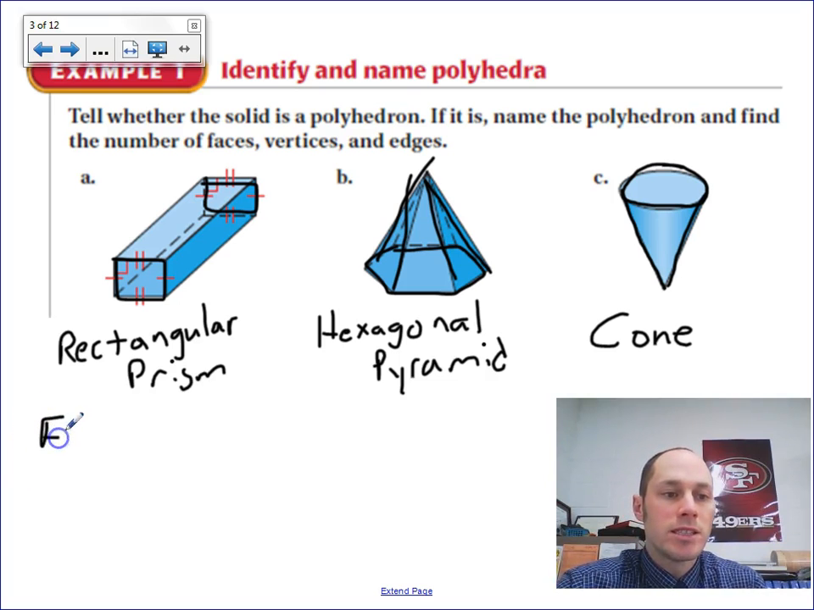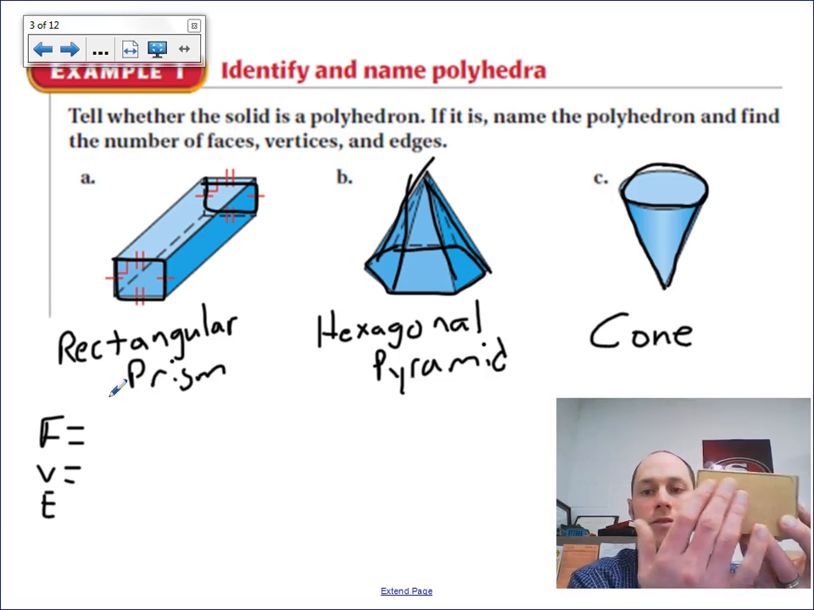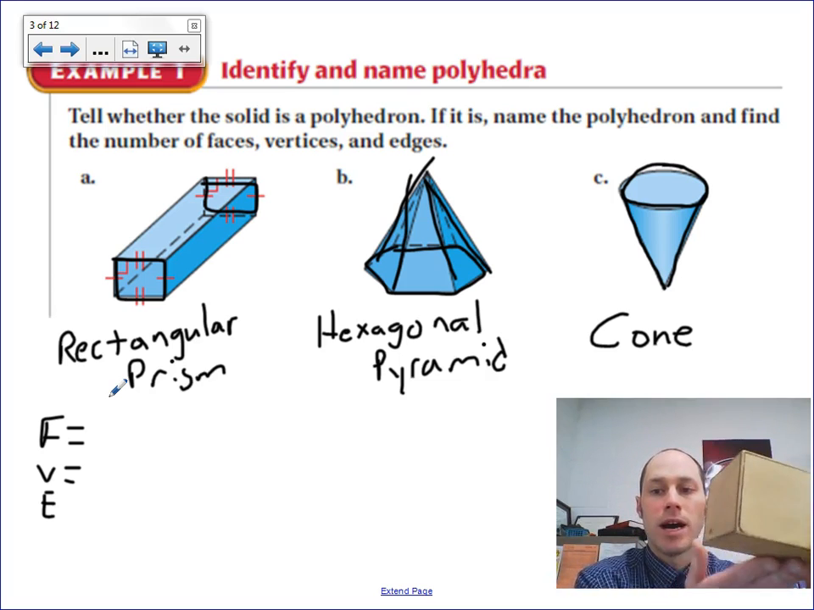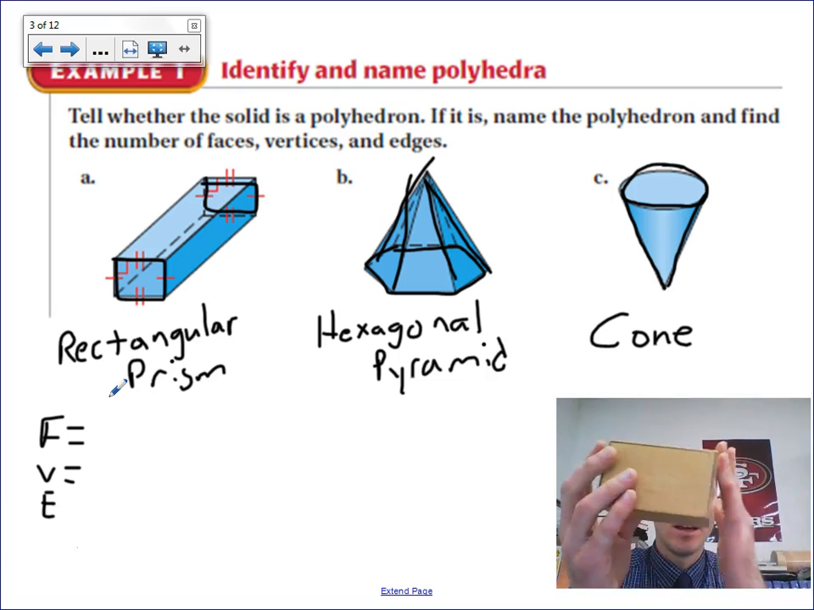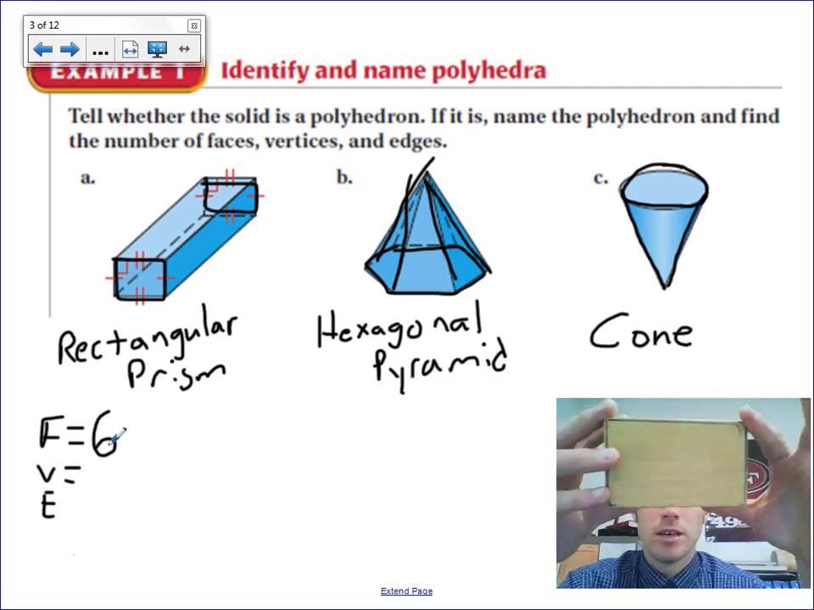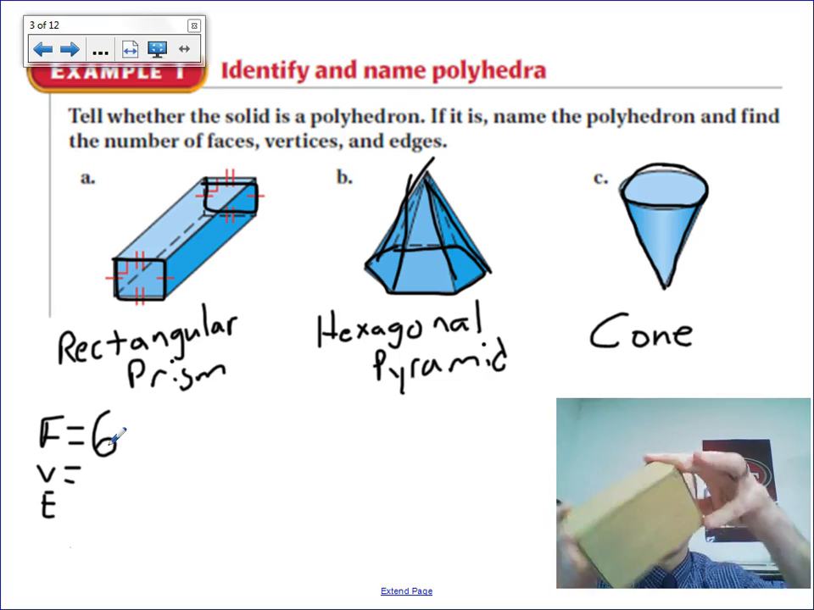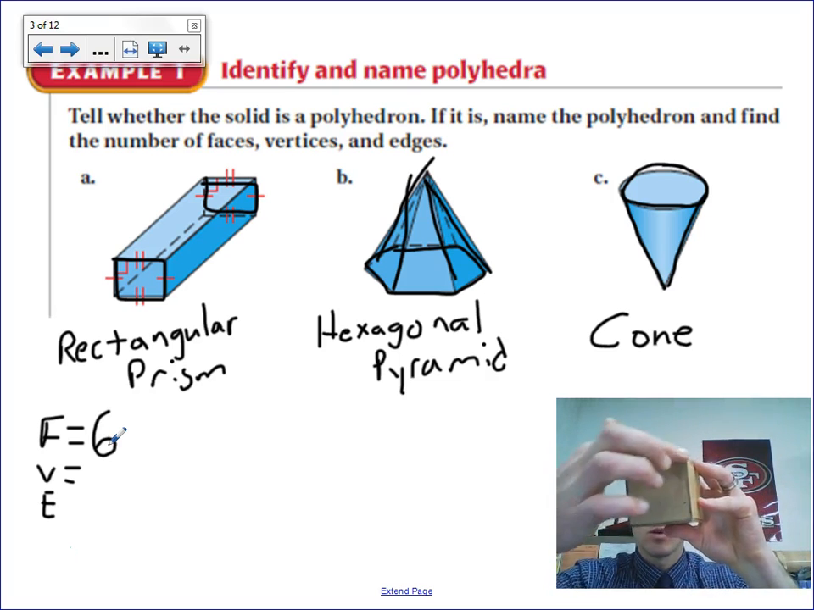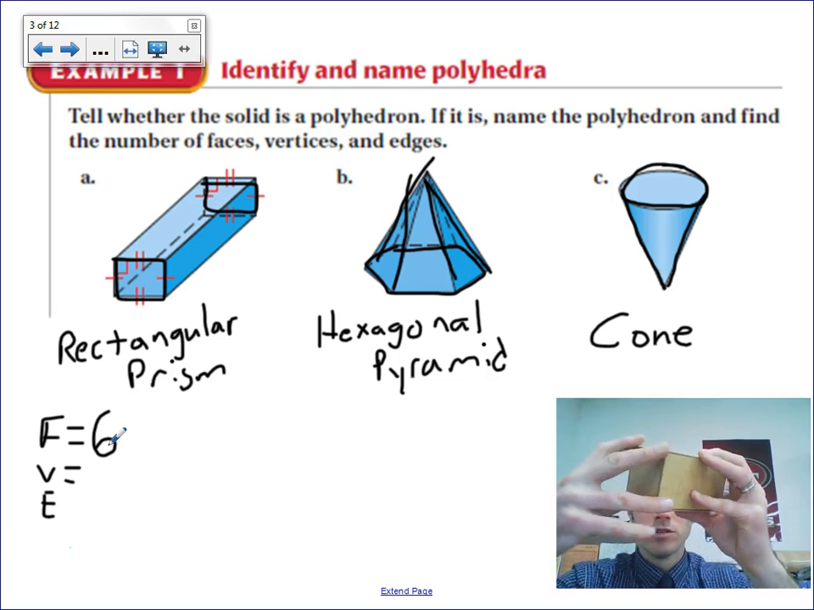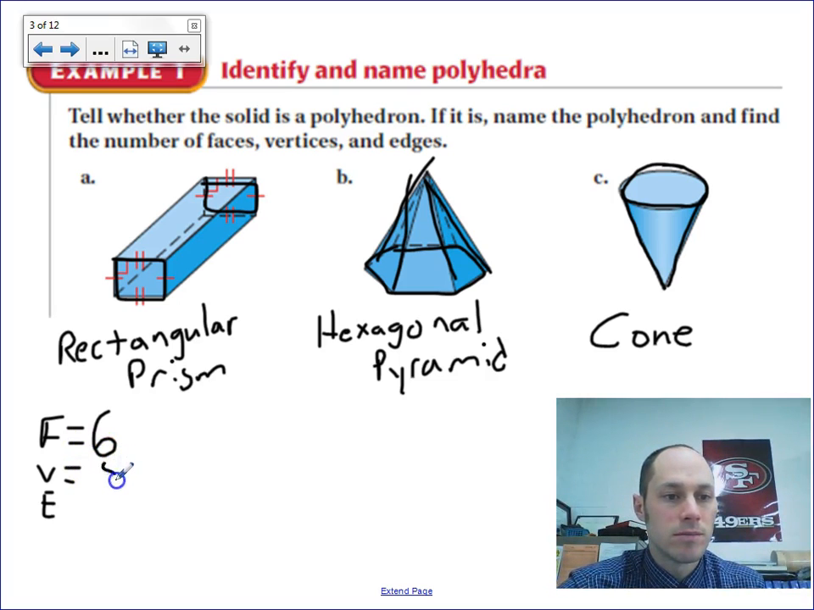Next, let's talk about the number of faces, vertices, and edges. So see if you can count how many faces on the rectangular prism. So we've got a front, a back, a top, and a bottom side. We have also got the left and the right. So we've got 6 faces. And then as we talk about the vertices, those are all the points. So you can see I'm trying to get my fingers on all the points here. We've got the 4 points in the front corners. Then we've got 4 in the back. So you've got 8 total vertices.